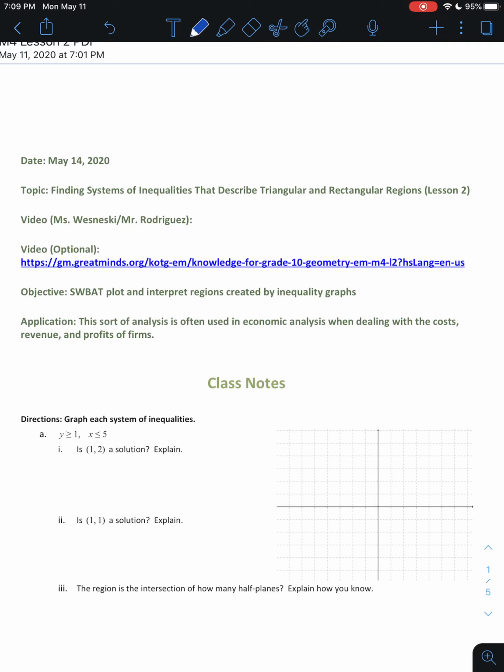So our objective for today is students will be able to plot and interpret regions created by inequality graphs. So we're going to be plotting inequality lines on a graph, and we're going to be seeing what regions they create.